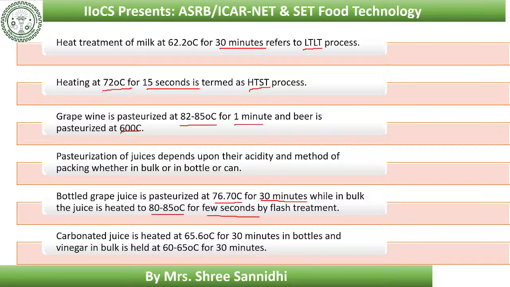Then carbonated juices are heated at 65 degrees Celsius for 30 minutes in bottles, and vinegar in bulk is heated at 60 to 65 degrees Celsius for 30 minutes.